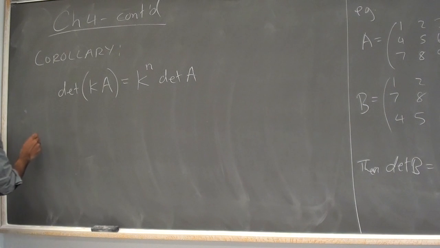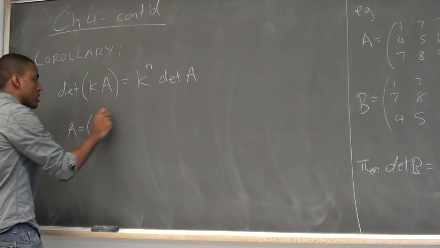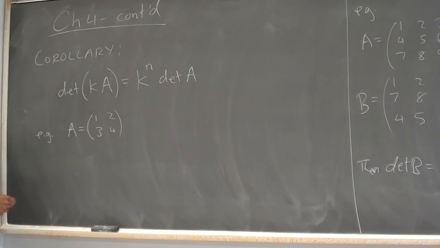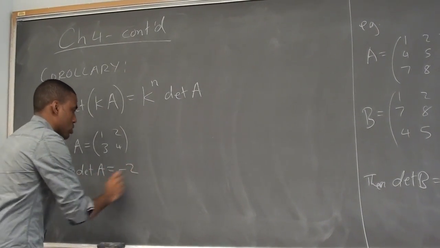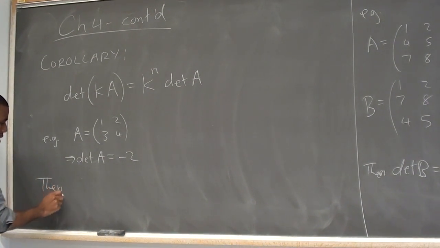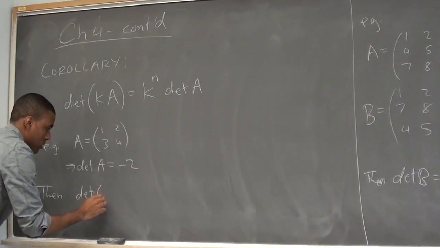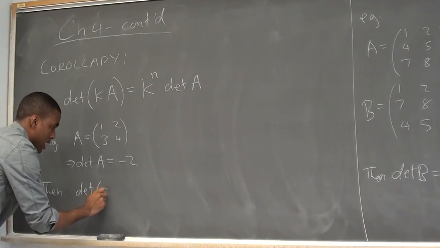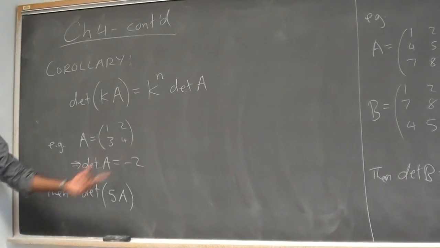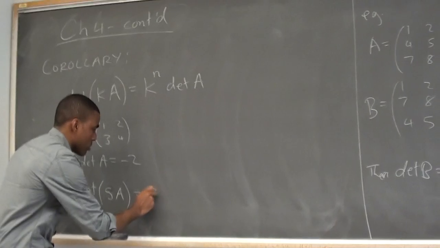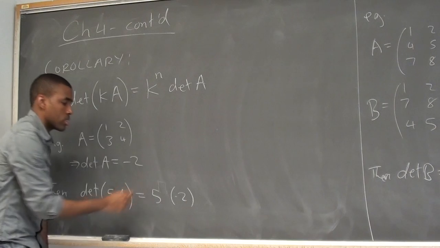So, for example, let's do a simple example, A is equal to 1, 2, 3, 4, and we know that the determinant of A is minus 2. Then, if someone asks me, what is the determinant of 5A, you don't have to actually find 5A and then find the determinant. You just know that this is just going to be equal to 5 to the power, times minus 2. What's the power here? 2.